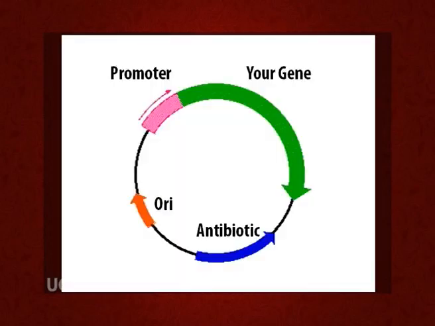Plasmids contain an origin of replication, allowing them to replicate inside a bacterium independently of the host chromosomes. The plasmids commonly carry a gene for antibiotic resistance that allows for the selection of bacterial cells containing the plasmids.